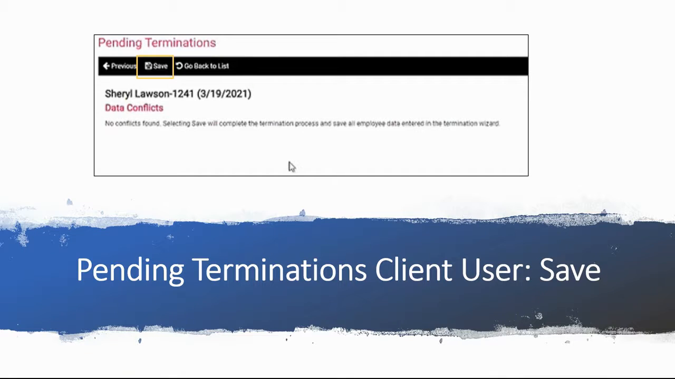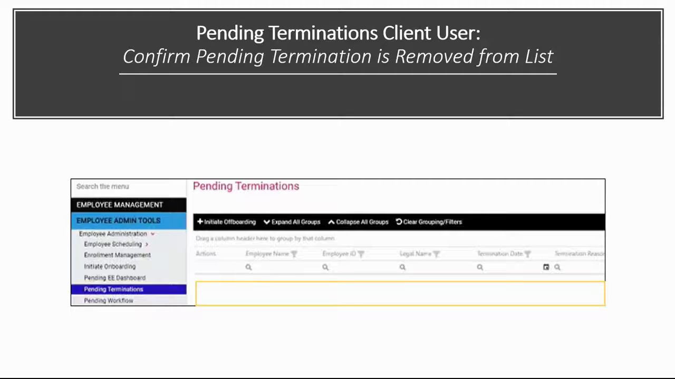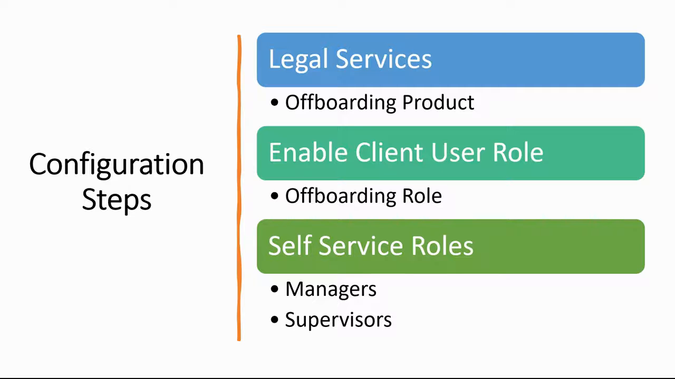At this point, there are no data conflicts, so you're able to select save, and now you will be able to see that your pending termination list is empty and you have completed all of the steps in order to move Cheryl from an active employee to a terminated employee. Client users and partners are the only people who can set up the permission steps. So this will need to be built so that it fits your organizational needs.